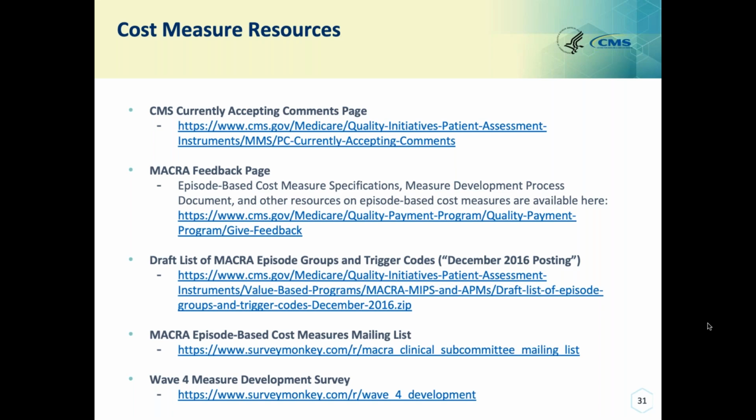This slide deck also contains 2 appendices that provide an overview of the existing episode-based cost measure frameworks. Appendix A is on chronic condition measure construction, and Appendix B covers measure construction for acute inpatient medical condition and procedural measures. This slide deck is available on the Quality Payment Program webinar library. Next slide, please.